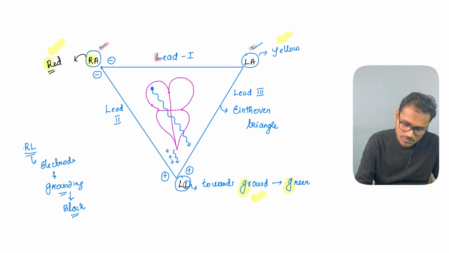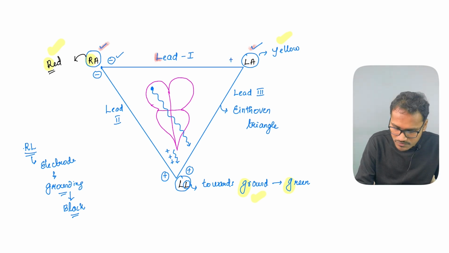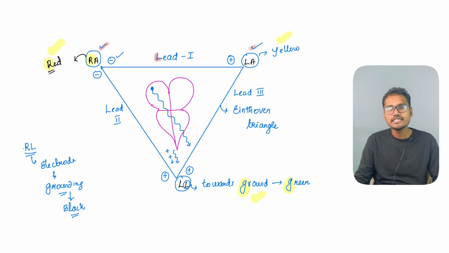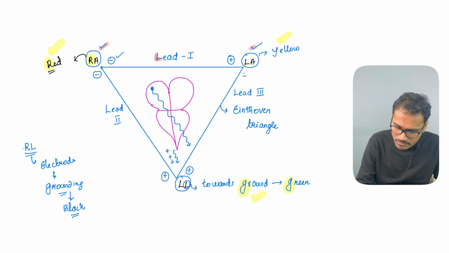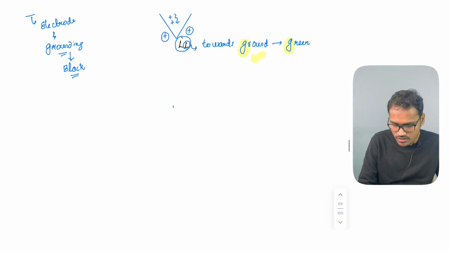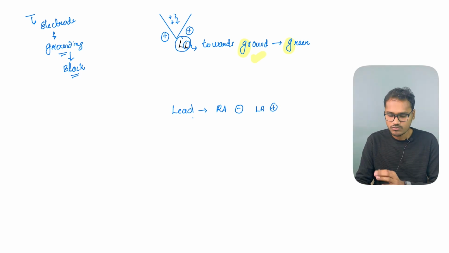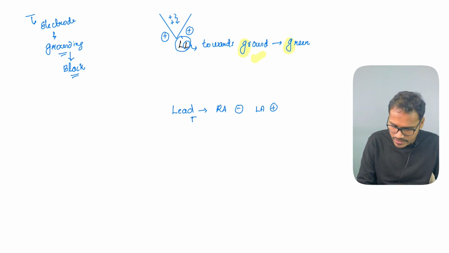In lead 1, the negative is taken by the right arm, so the left arm will be positive. In lead 3, the left leg is already positive, so there the left arm's electrode will be negative. If you wish to write it down, in lead 1, what did we do? Right arm we gave negative, left arm we gave positive terminal, because we have to construct one positive and one negative. This is for lead 1.